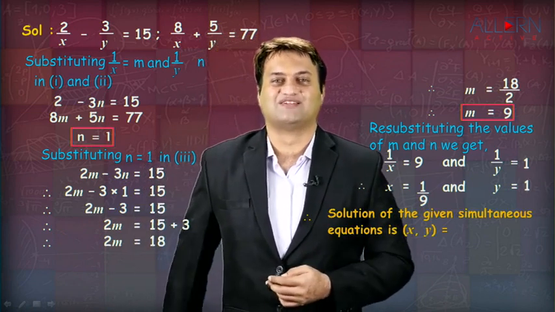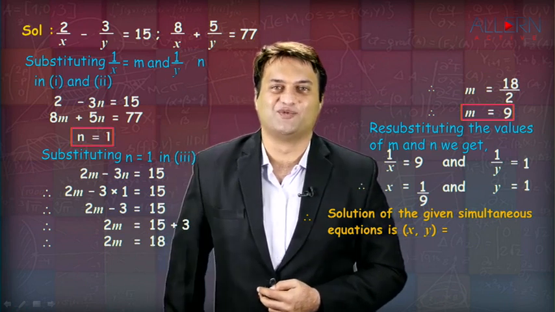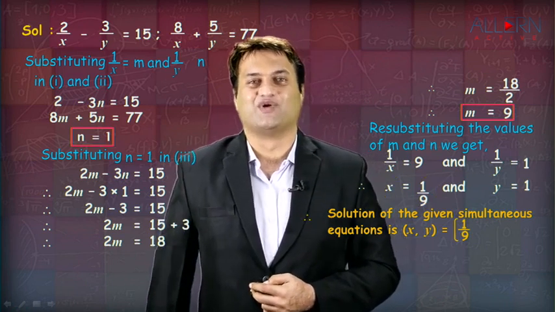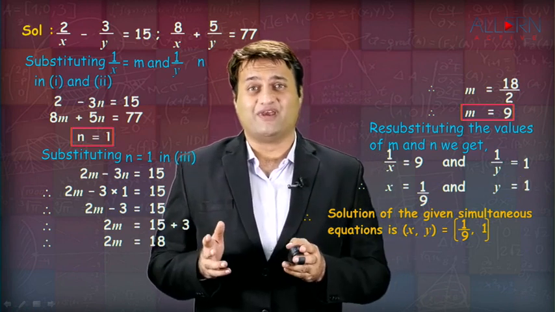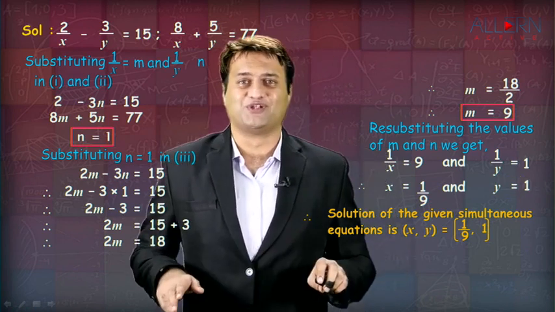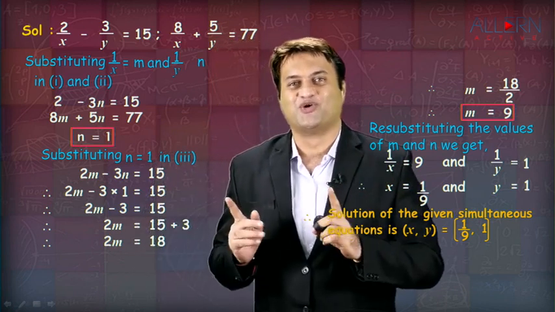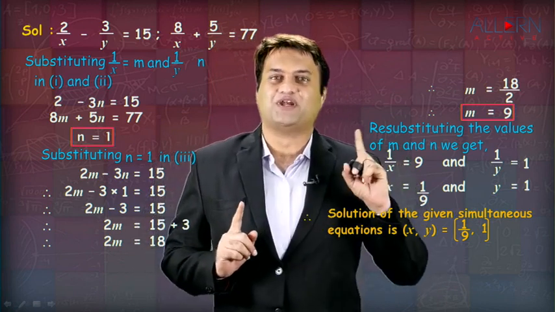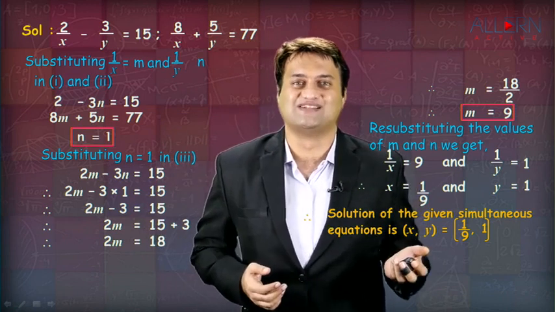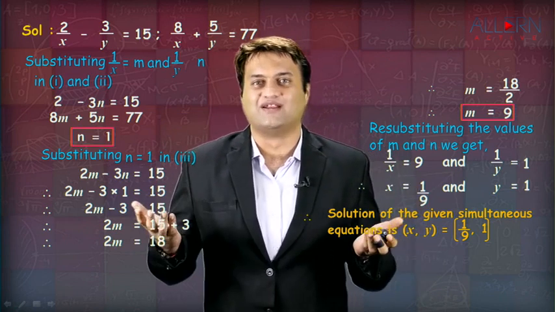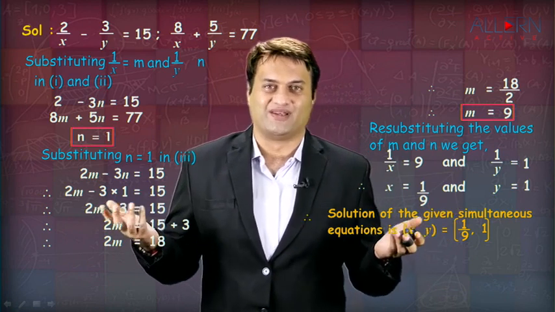Just write the final answer. Solution of the given simultaneous equation is x comma y, which is equal to 1 upon 9 comma 1. So whenever we see variables in the denominator, no option of multiplying throughout by x, y, go for substitution. Substitute the common denominators. X in the denominator, 1 upon x is equal to m. Y in the denominator, 1 upon y is equal to n.